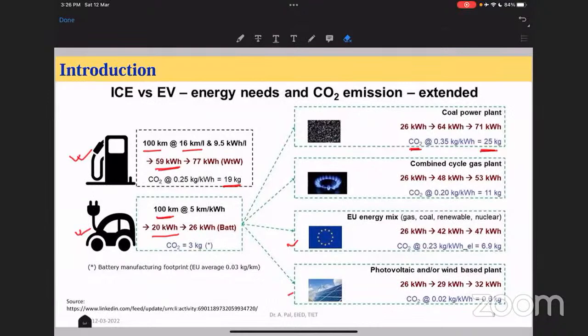But if we think of other options except the coal power plant, that is renewable sources and gas plants as well, and other combinations of all these things, then it will be better, because the carbon footprint is reduced, say in a combined gas turbine plant, and other cases like nuclear and renewables. So in all these cases CO2 emission is reduced.